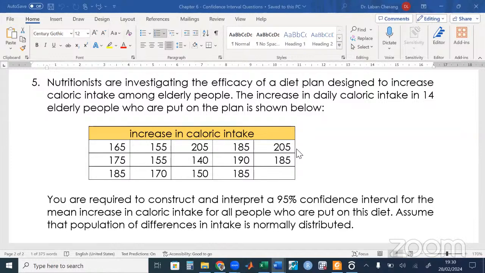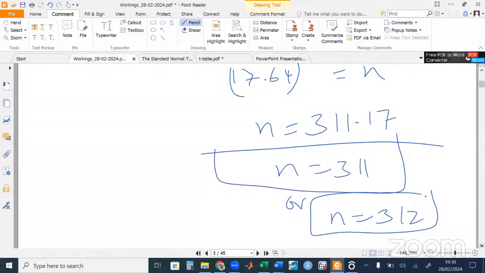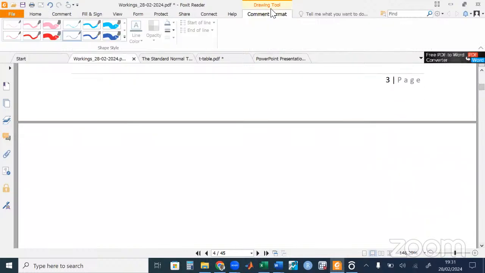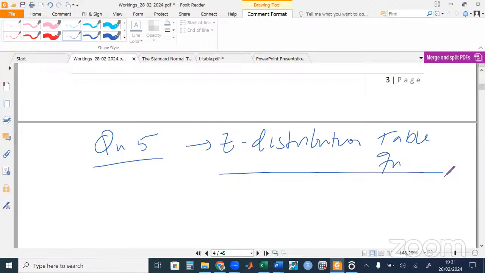Now, what we'll do is construct the 95% confidence interval. But I hope someone is noticing that in this context, we will not use the Z scores. So question five: please know that this is a T distribution table question. The reason we are using the T is because we have n equal to 14, which is less than 30.